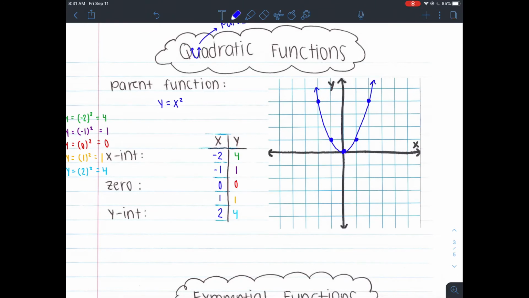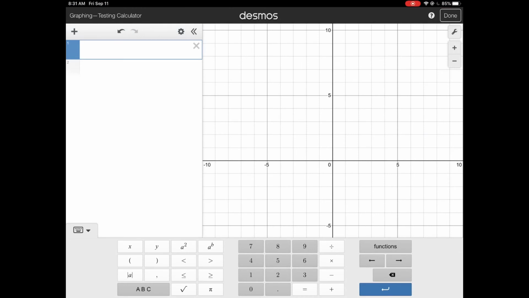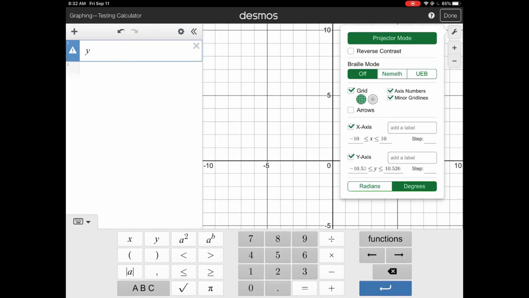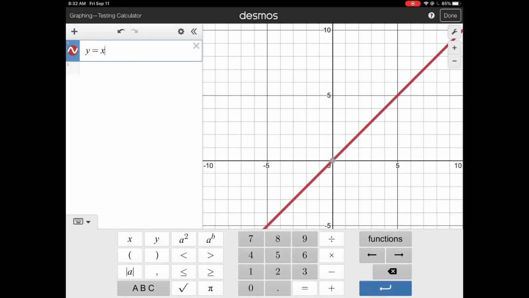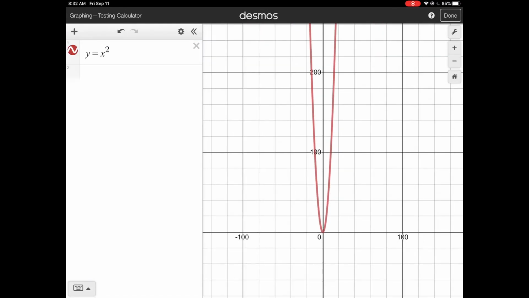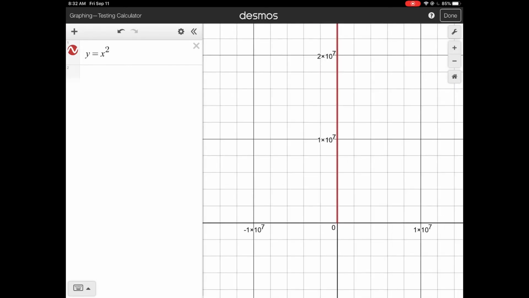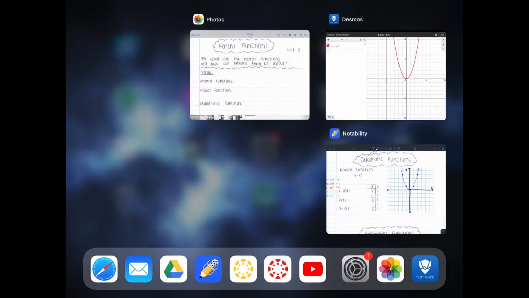Okay. And then I can actually plot this into Desmos just to show you that it does look like a U shape. I'm going to go ahead and turn on projector mode. Y equals x squared, and it is a parabola. And notice, the more I scroll up on it, the higher that U shape gets. So it's going to go forever and ever. And remember, when you get distracted and start zooming out a bunch, to get back to the center of the origin, you hit this little home button over here. So you hit the home button, it brings you right back to the center.